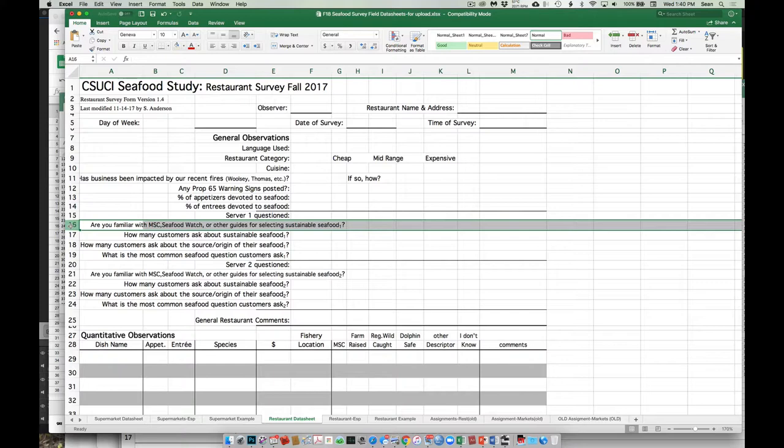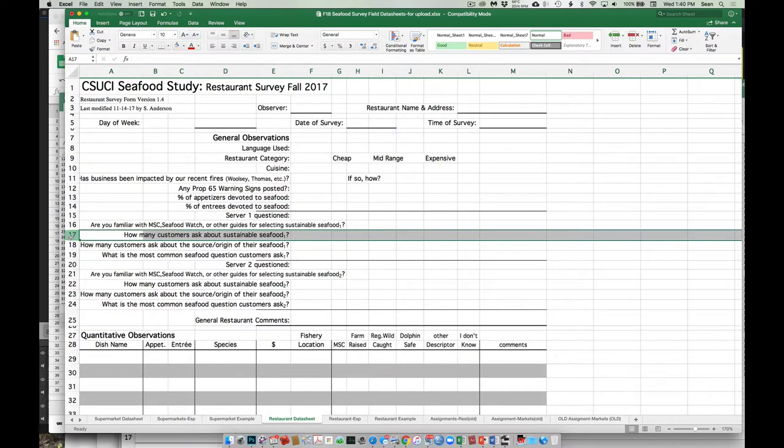Next is how many of your customers, say in an average week, ask about seafood sustainability or how sustainable the seafood is? They might say none. And you're like, okay, none. Ideally, we'd like a percentage, but whatever they say. If they say about two, I'd say okay. And how many people do you have on a typical shift? We want some kind of relative measure. So, I don't know, you're the first. Okay, thanks, that's zero, which would be a common answer.